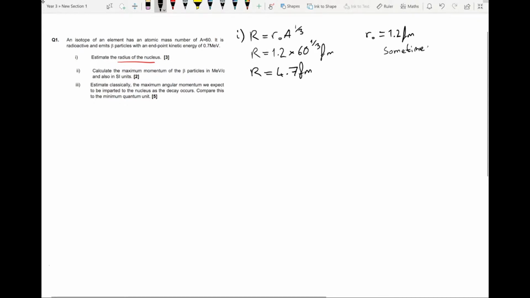Today we'll be looking at a beta decay question. The first part of the question asks us to estimate the radius of the nucleus. To do this, we use this equation, quite simple, and this yields an answer of 4.7 femtometers. R0 is usually 1.2 femtometers. Check with your lecturer to find out which is the correct one to use.